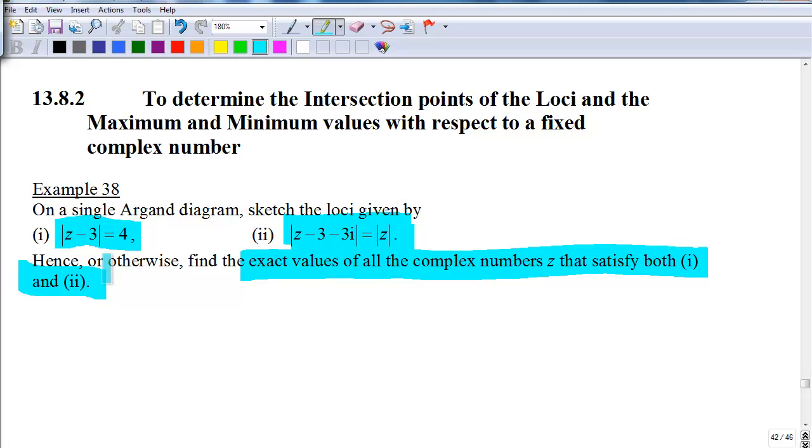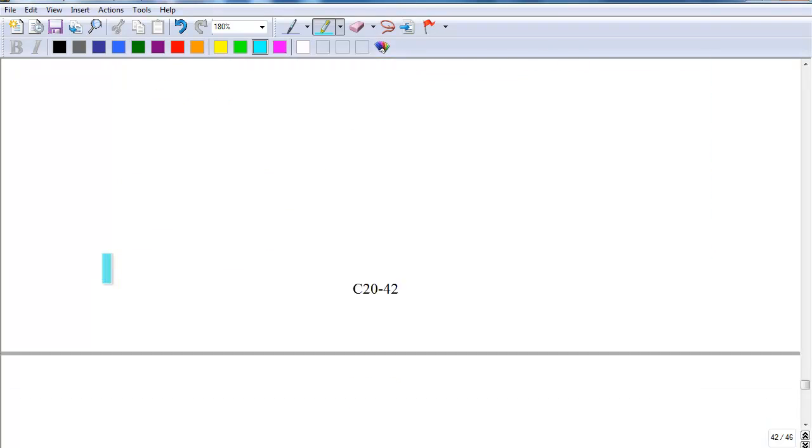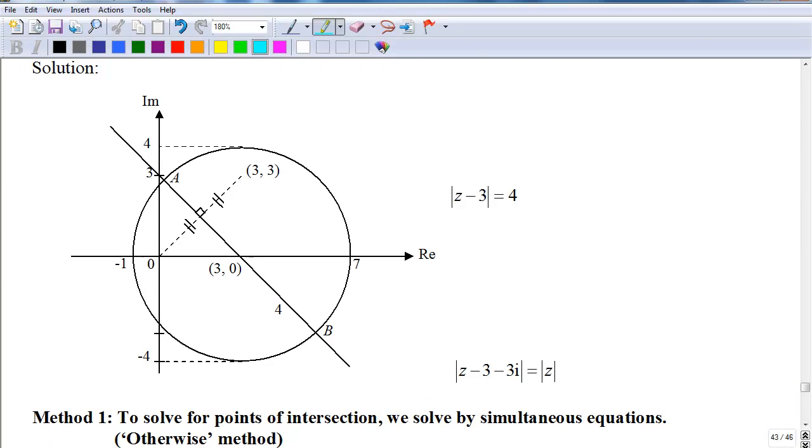Actually all you need to do is to look at the diagram and look for the point of intersection between the two loci. In your notes, the diagram has been drawn for you. You see the circle mod z minus 3 equals 4, which is this one, and then you see the perpendicular bisector of the points 3i and 0, drawn very nicely for you over here. They want you to find the z that will satisfy both loci. Effectively that's just asking you to find this point and this point, which we have called A and B, the points of intersection between the two loci.